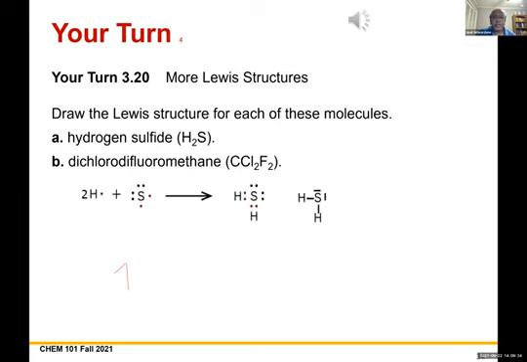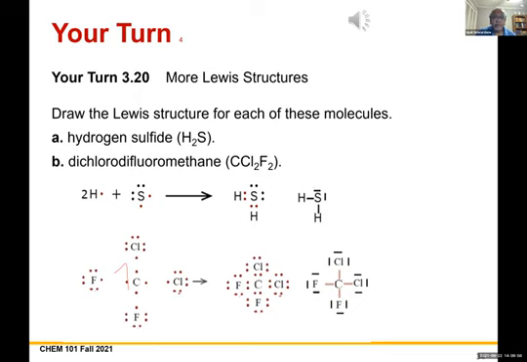Let's look at it. We talked about hydrogen sulfide. There are 8 valence electrons here. 1, 2, 3, 4. These are pairs. One pair has 2 electrons. The octet rule is satisfied for sulfur. Duet for hydrogen. Hydrogen can never make an octet because it can have only a 1s orbital.